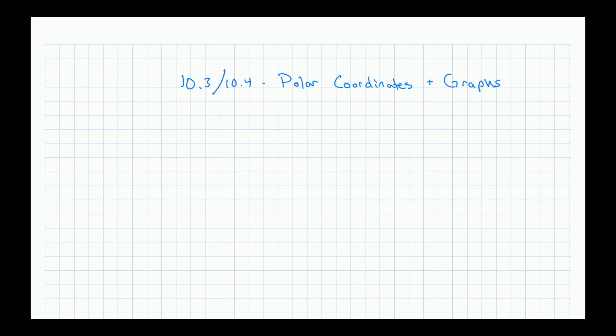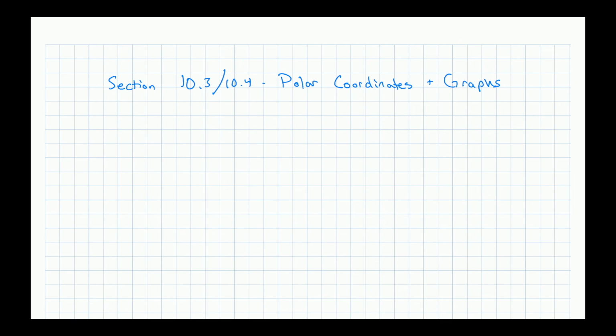Hello, everybody. What we're going to be looking at today is section 10.3 and 10.4, which is polar coordinates again. Section 10.3 is polar coordinates, and section 10.4 is graphs of equations in polar coordinates. Basically, I'm going to do something that's at the end of section 10.3 and then move on to 10.4. So let's go ahead and get started.